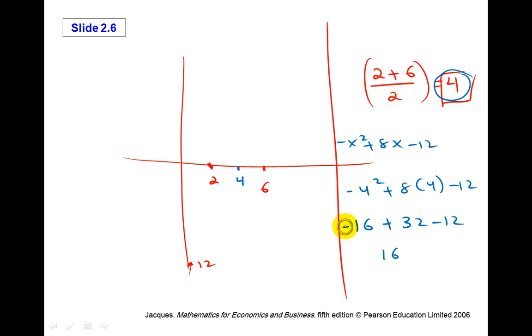I took just this minus. So minus 16 plus 32 is 16. 16 minus 12 will give you 4. So this maximum point will be here, it will be 4. So the graph is going to touch these points.